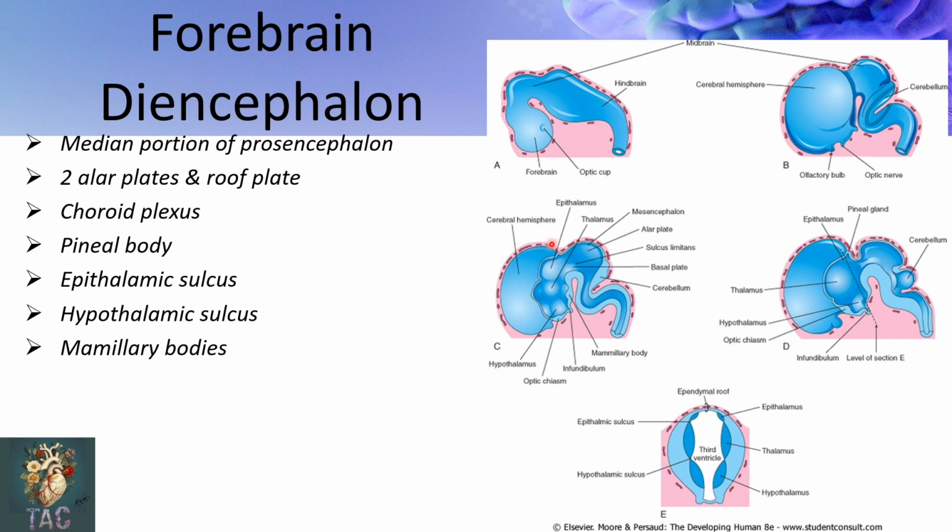Again in this diagram, this is the cross section. You can see this is the area of the hypothalamus and this is the area of the thalamus. This is the area of the epithalamus. Again you can see this is the sulcus limitans, and then the alar plates are forming, and then the mesencephalon is here, and here the cerebellum is forming, and in this area you can see the thalamus, the hypothalamus, the hypothalamic sulcus is there, and behind this the infundibulum, and then the mesencephalon, mammillary body is developing.